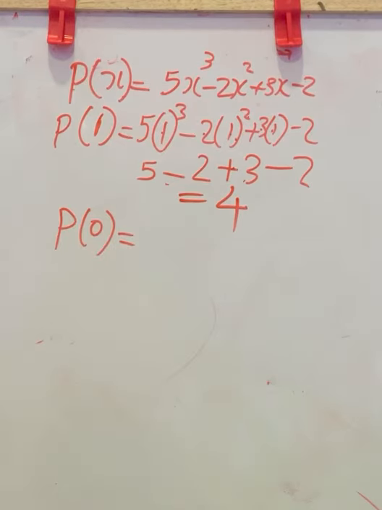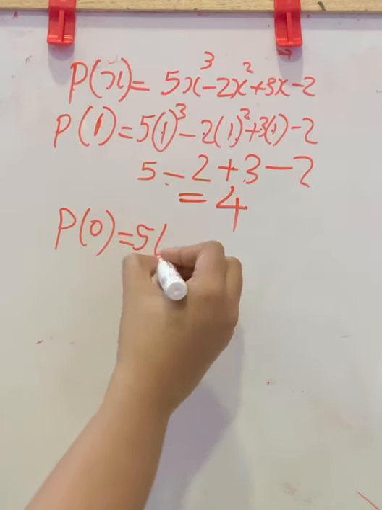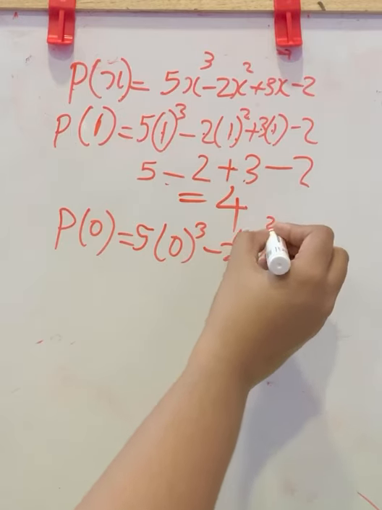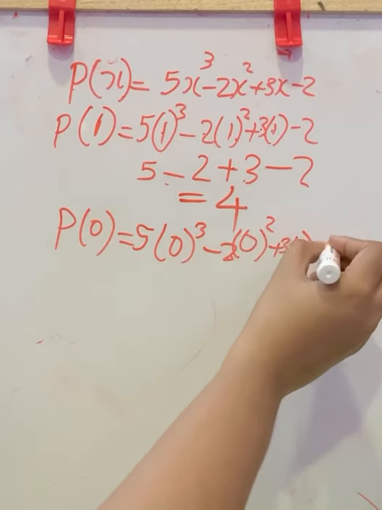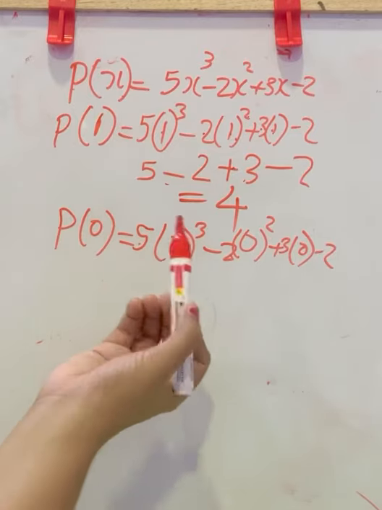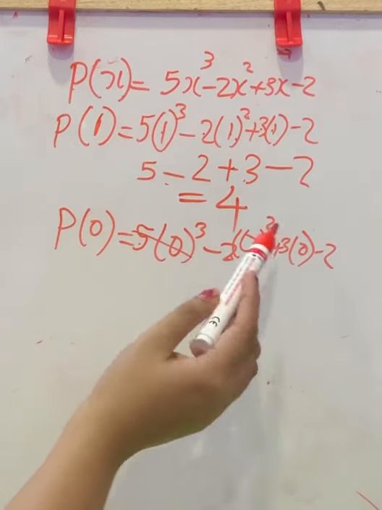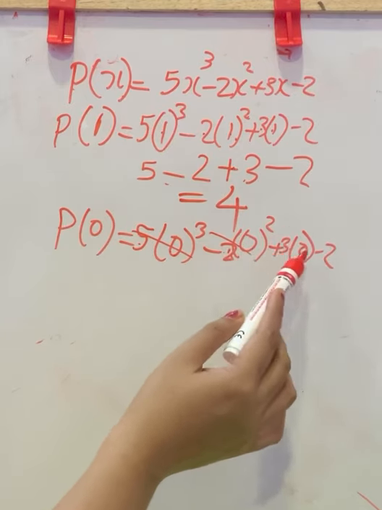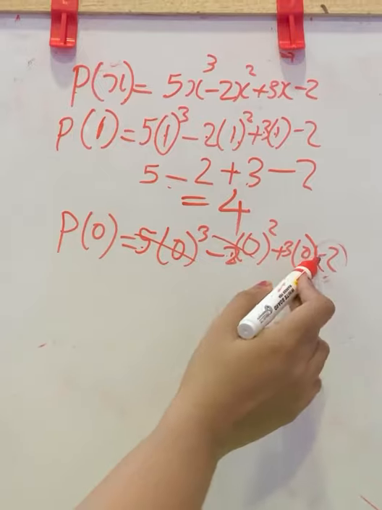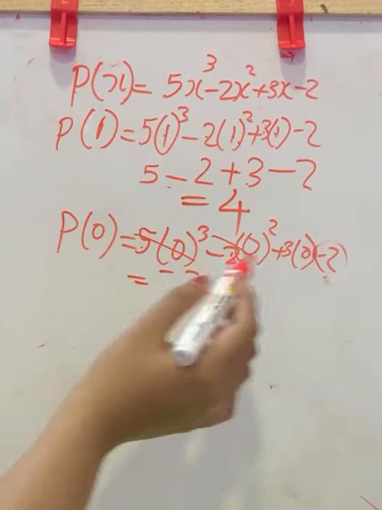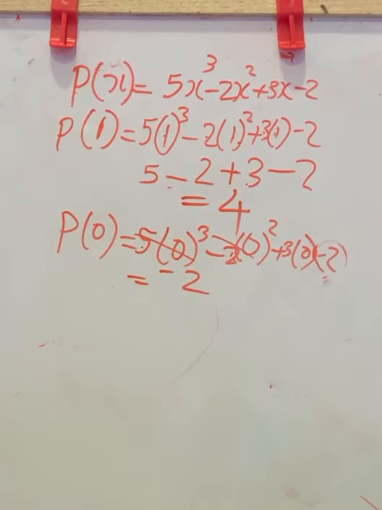Now let us find another value, that is p of 0. Then this becomes 5 into 0 cube minus 2 into 0 square plus 3 into 0 minus 2. Here 0 cube is 0 and 5 into 0 is 0, so this term is cancelled. Here also 2 into 0 is 0, and 3 into 0 is also 0. The result will be minus 2. Only minus 2 is left, so minus 2 is the answer.